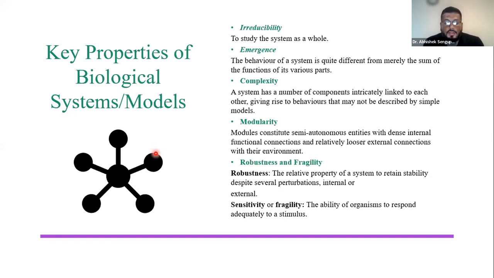So next is complexity. Complexity is definitely a very important property of biological systems. Most of the biological systems are very complex in nature. So our aim as systems biologists is to understand this complexity of biological systems in a quantifiable manner. For example, health and disease is one of the best examples of a complex system. For example, cancer, for example, diabetes. They are very complex disorders, right?